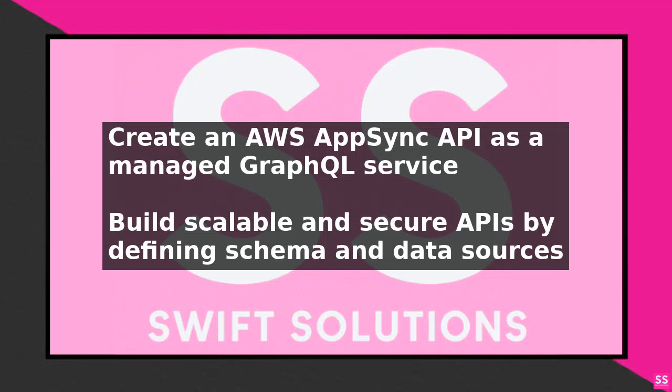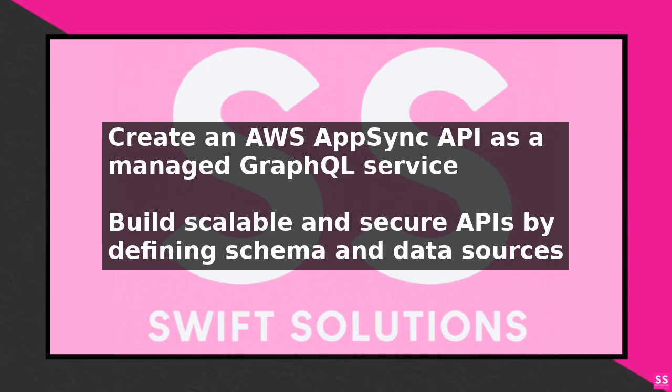To configure AWS Amplify AppSync integration, you first need to create an AWS AppSync API, which is a managed GraphQL service that allows you to build scalable and secure APIs. Start by logging into the AWS Management Console and navigating to the AppSync dashboard, where you can create a new API by clicking on the Create API button.